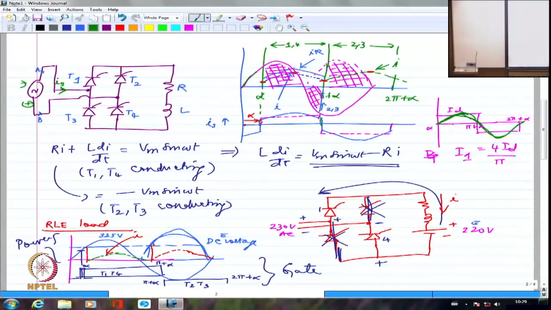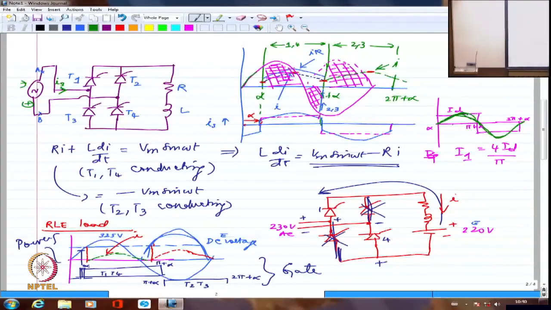So whenever I have a displacement power factor other than unity, I will have a good amount of reactive power content in my circuit. I can't help but have some amount of reactive power content.